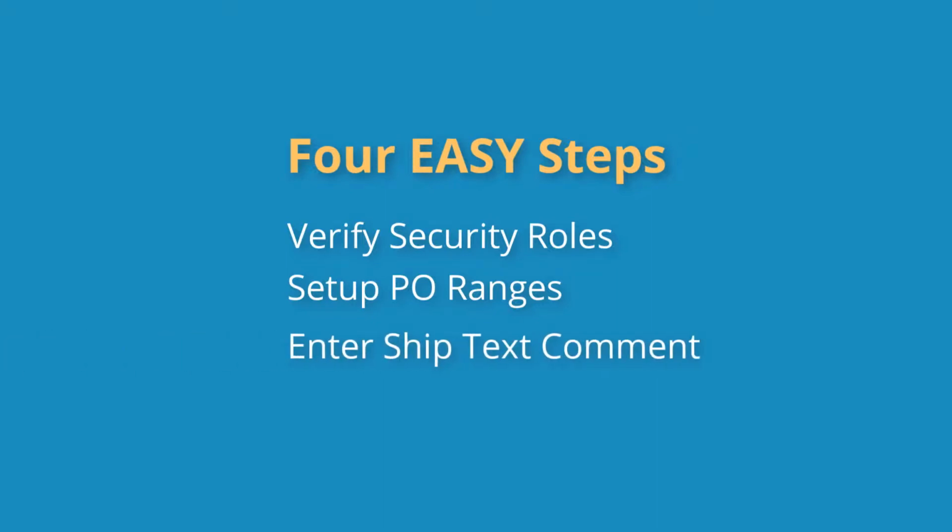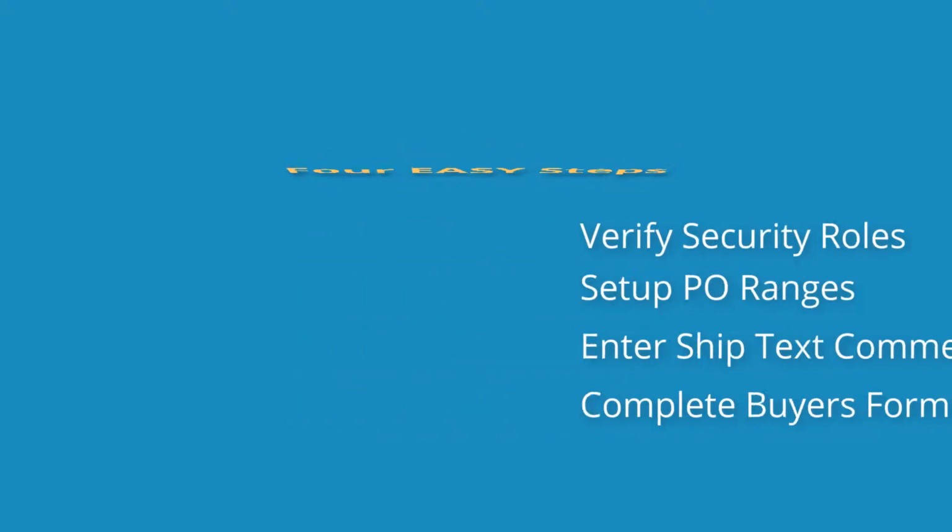In step 3, we'll look at how we can set up any ship text comments that will appear consistently on every PO for each buyer. And we'll finish with step 4, where we'll pull all of these details together on the buyer's form and view how a buyer should be set up.